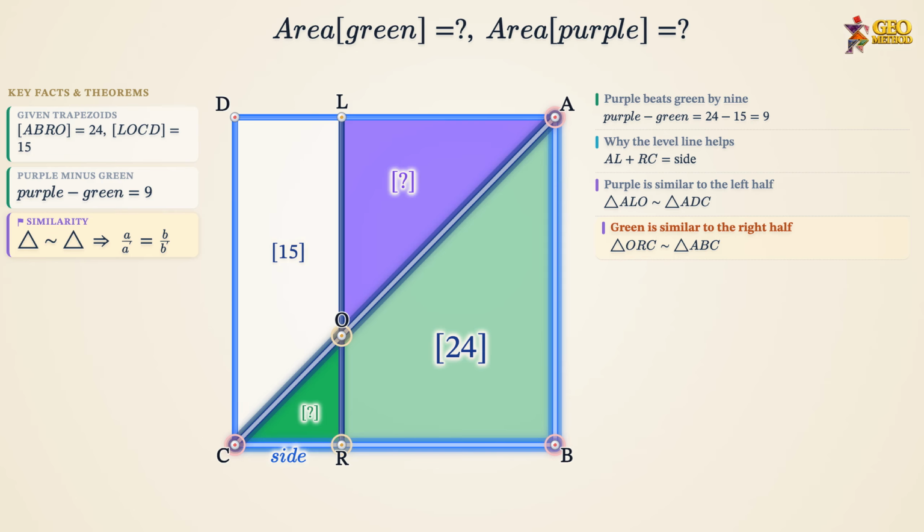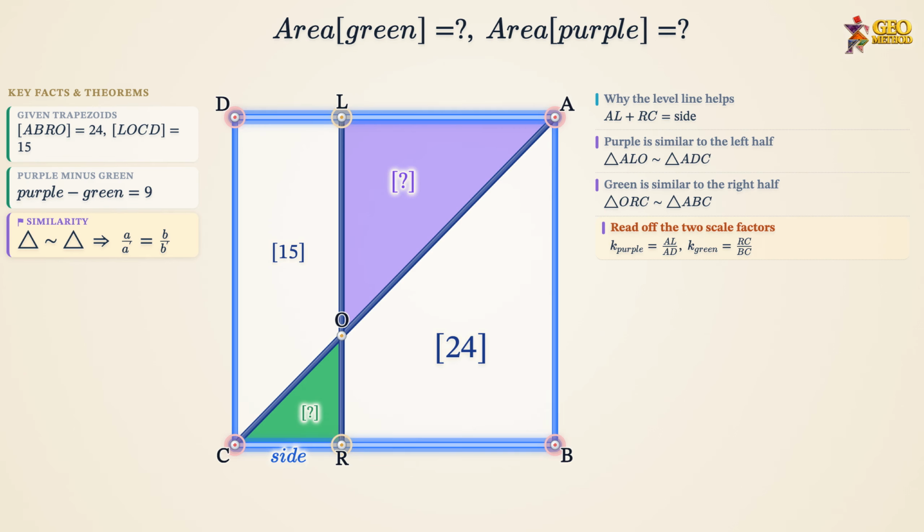In the same way, the green triangle ORC shares the angle at C with the right half IBC, and both carry a right angle at R and at B. So green is a shrunken copy of the right half. Each colored triangle is now tied to a half of the square.